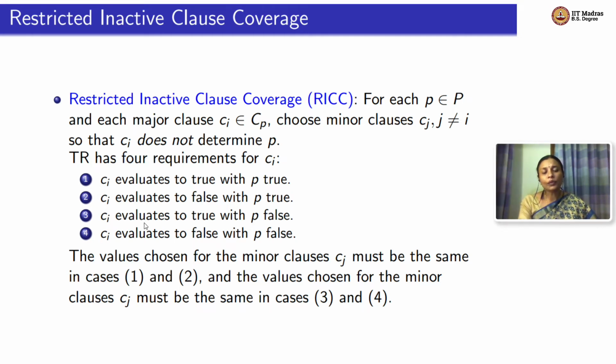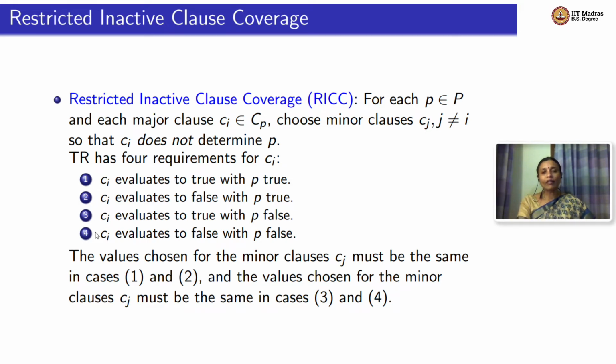And in the case where the major clause evaluates to false, then the minor clauses should evaluate to the same value. So, sorry, in the case where the predicate P evaluates to true, the minor clauses should be the same, that is cases 1 and 2. And in the case where the predicate P evaluates to false, which is cases 3 and 4, the minor clauses should all take the same value. So, this is our ICC.